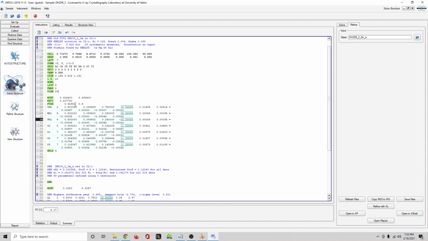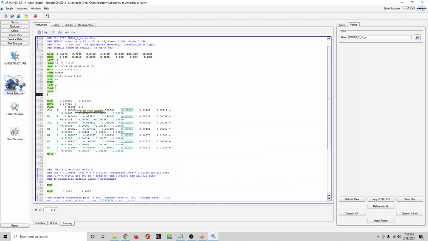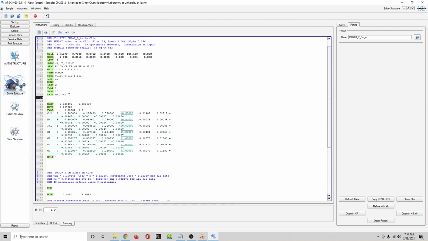But before we do that, we have to put a constraint. We have to put two constraints. One, this EXYZ, saying that those two elements occupy the same space, because otherwise it would refine the fractional coordinates of the atom's position. Right now they're the same, but if we click refine, it would probably change. So we want to tell it, don't change the position of MM1 and FM1. That is the syntax of that.